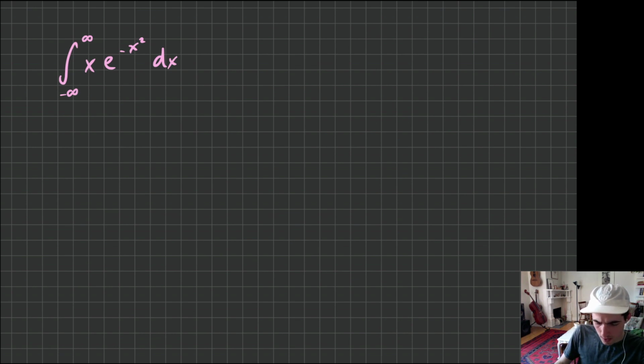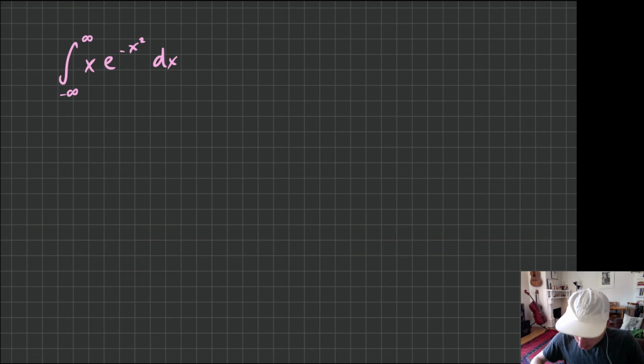So if you're not able to see this, I'll just describe what the integral is so you can follow along. It's on page 447 of our textbook, and it's question 15. It's an improper integral from negative infinity to positive infinity, and the integrand is x times e to the power of negative x squared dx. So yeah, let's attack this one.